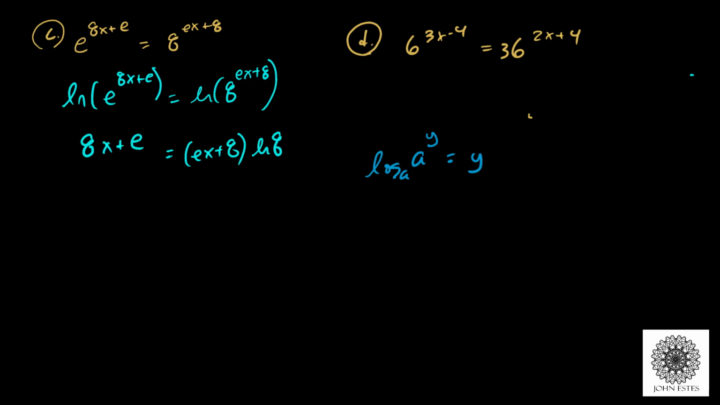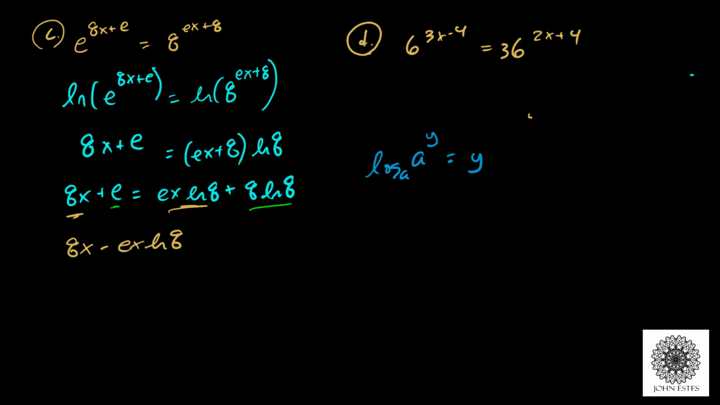Okay, and now it doesn't look like it, but this is a linear equation here. I'm going to distribute the ln 8, so I have 8x plus e equals ex ln 8 plus 8 ln 8. And now, just like last time, anything that does not have an x in it gets brought to one side. Everything that does have an x in it gets brought to the other side. So I end up with 8x minus ex ln 8 equals 8 ln 8 minus e. And now I'm going to factor out my x on the left hand side, and I have 8 minus e ln 8 equals 8 ln 8 minus e.